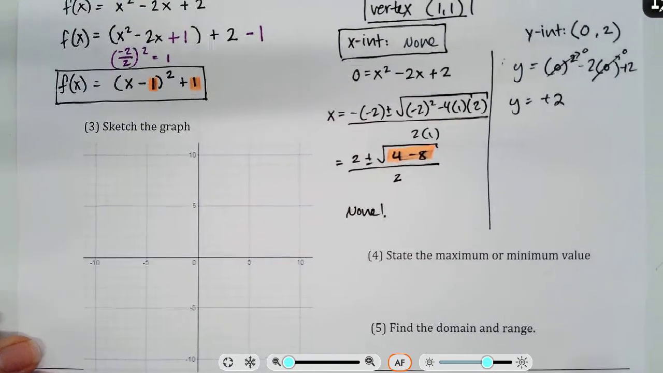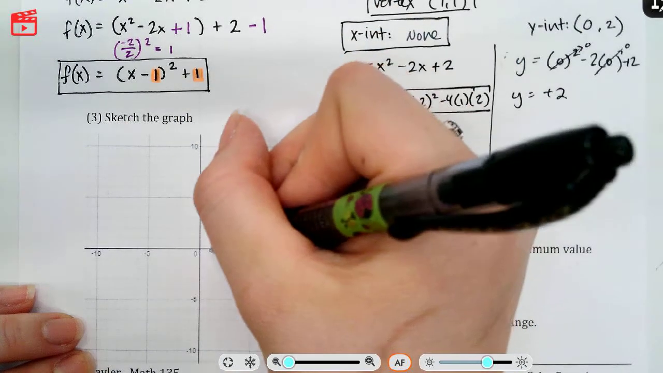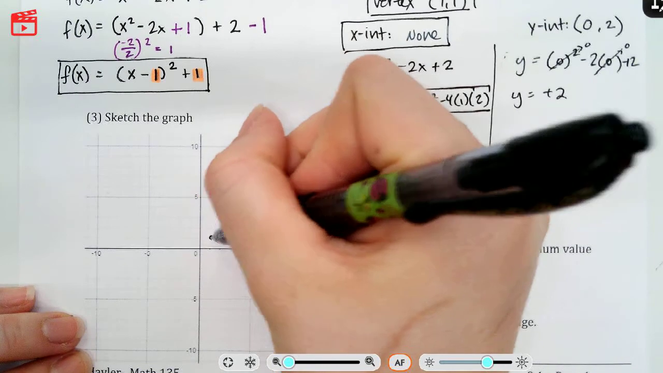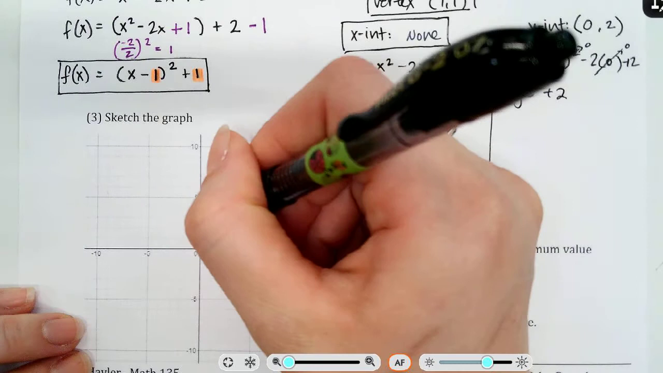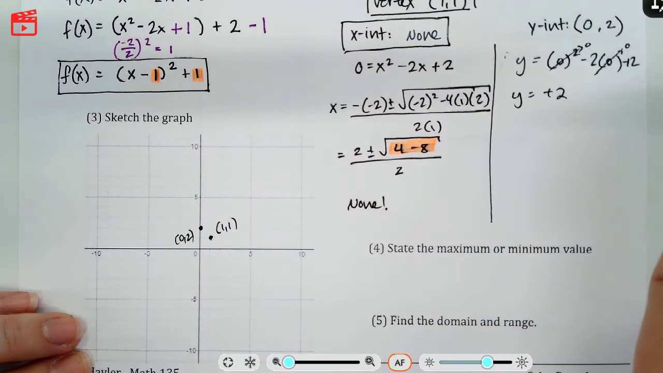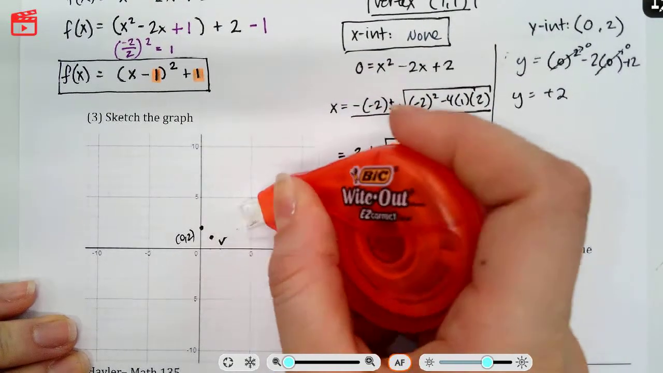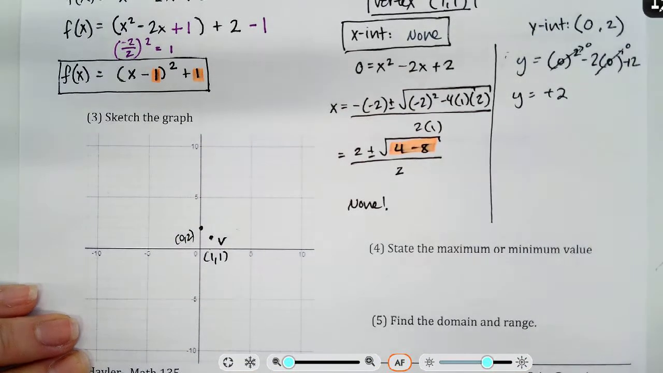Let's go ahead and graph this now. Step 3, sketch the graph. Okay, so my vertex is going to be (1, 1). So 1, 2, 3, 4, 5. So (1, 1). And my y-intercept is (0, 2). Okay, and I know this is my vertex. I'll go ahead and label it with a V. Actually, you know what? I want to move that (1, 1) out of the way. Labeling my vertex with a V, so you are indicating to me that you know that's the vertex.